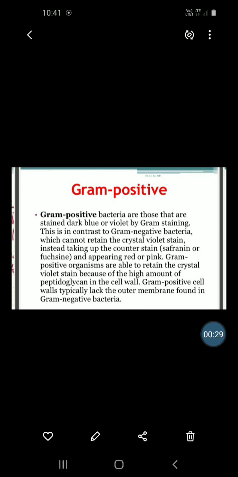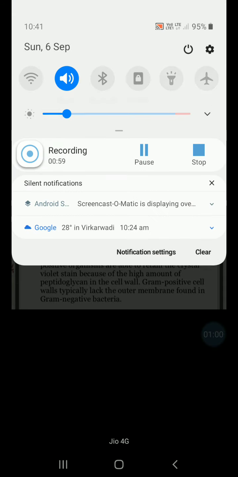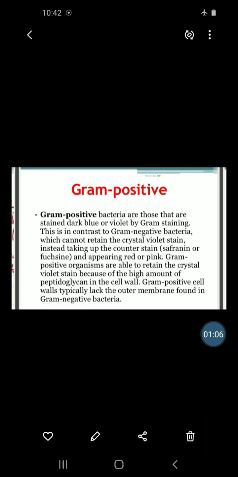The gram-positive bacteria are those that are stained dark blue or violet by gram staining. This is in contrast to gram-negative bacteria, which cannot retain the crystal violet stain. Yes, keep in mind the difference. Instead of taking the crystal violet, they take the counter stain, that is safranin or fuchsin, appearing red or pink in color.